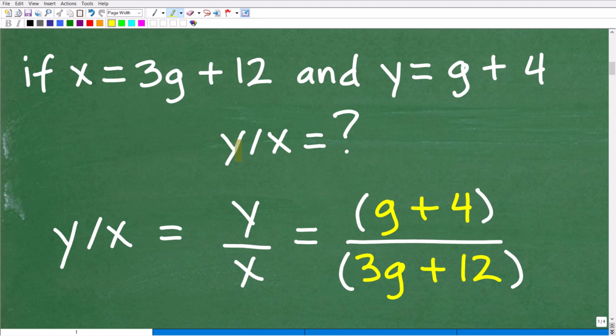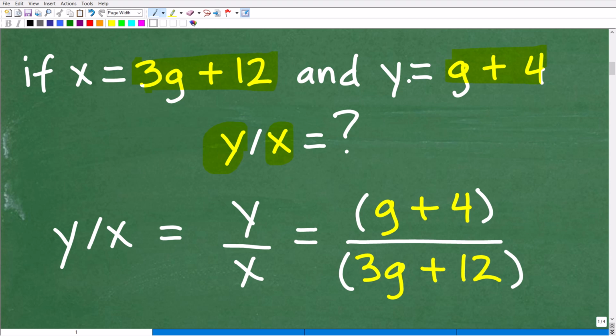So what we're going to have to do is substitute in for y and x these variable expressions that we have. We're told y is equal to g plus 4, and we're told that x is equal to 3g plus 12. So we're going to have to substitute in for y and x these expressions and then simplify. But when we do this, there is a key part of this problem that is not so obvious.